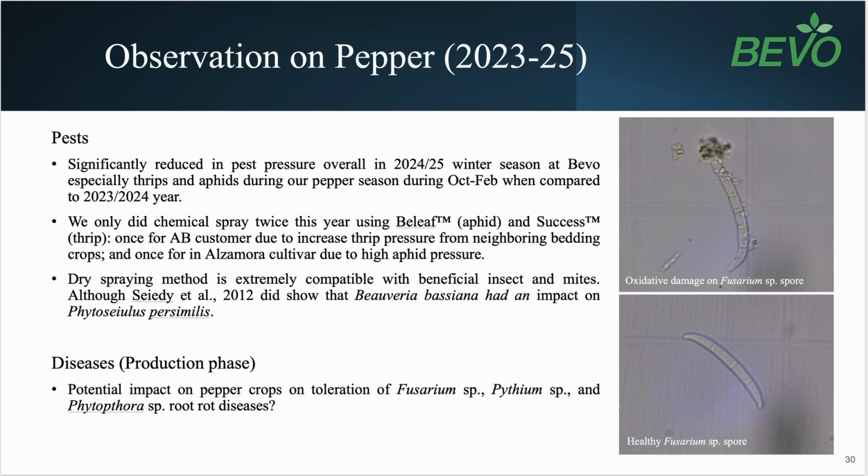And the dry spray method is extremely compatible with the beneficial insects and mites. Although one study did mention that Beauveria bassiana has a small impact on Persimilis. In this case we are not using Persimilis, so I'm okay. It's just a small, tiny effect on them. It's not like wiping out the whole population, but it has impact. But the study is kind of interesting.